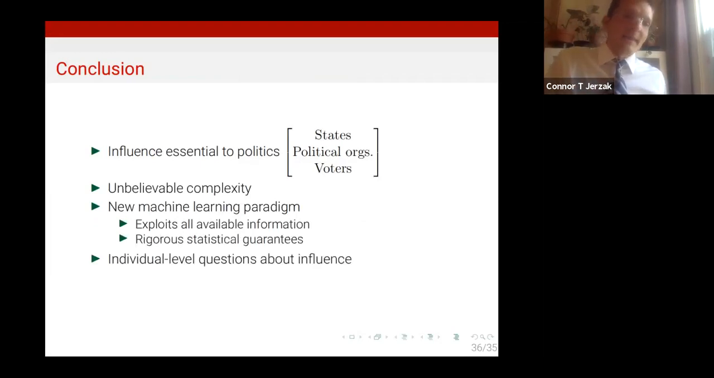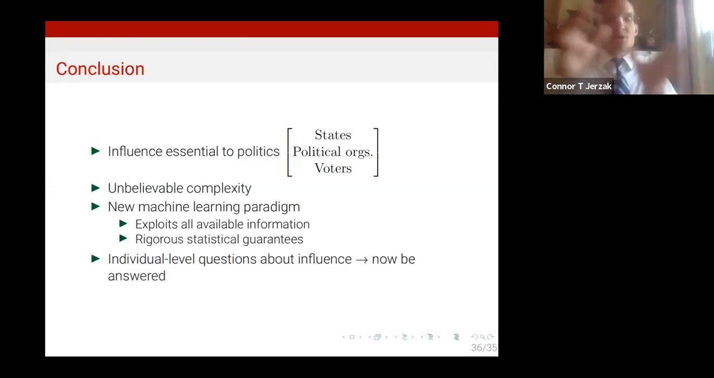And finally, I think this sort of framework can also help us start to think about individual level questions about influence, which I think are relevant to a whole host of different areas, from the Supreme Court to the study of experiments, where we might want to know about the kinds of people who are influenced by which other kinds of people in this sort of study.